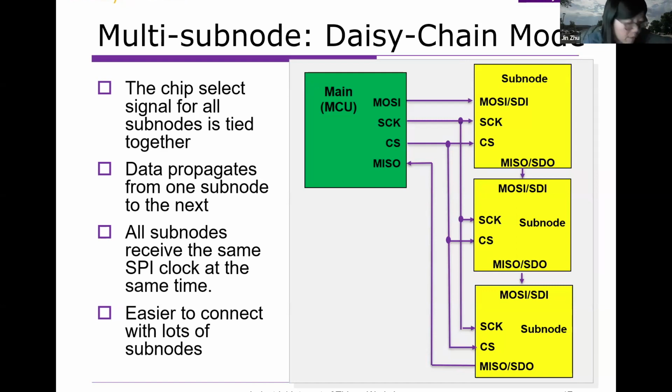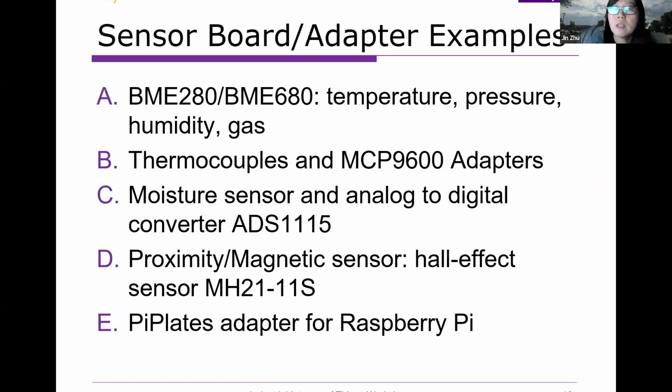Now we are looking at some sensor boards and interfaces, and also some examples. Let me turn on my light. Okay, so today we will look at some of the sensor boards and example code. First, we'll look at the BME or BM 280 or 680 sensor board. Then we may also have a look at the MCP 9600 adapter for thermocouples. And then we will also quickly go over the analog to digital converter ADS 1115.